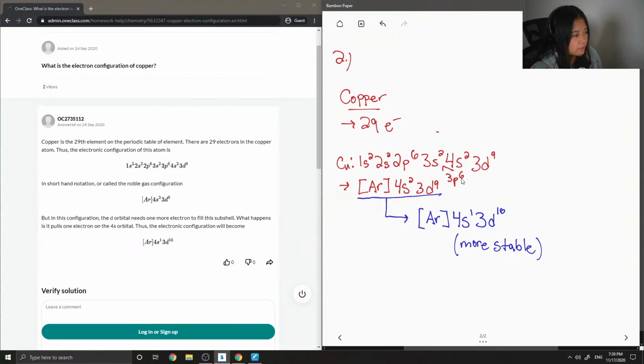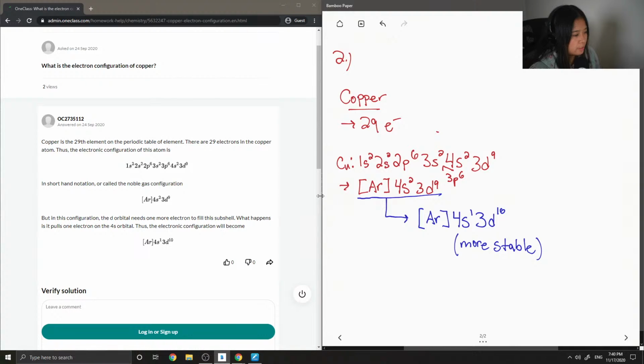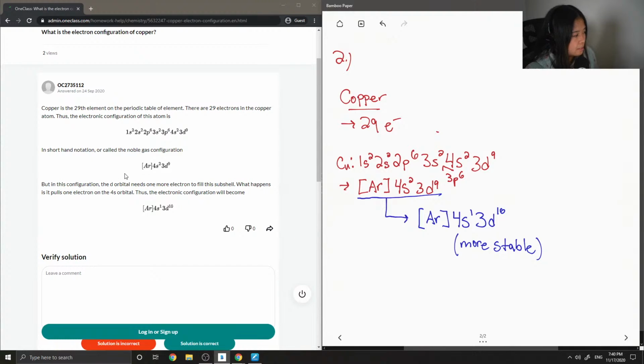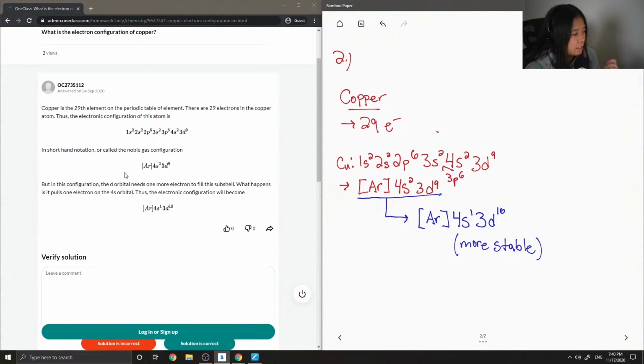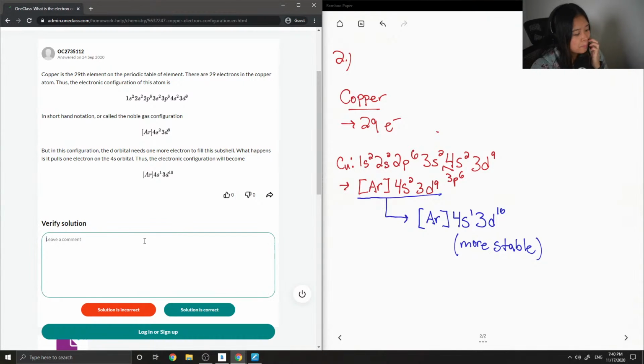In shorthand notation, or called the noble gas configuration, argon 4s2, 3d9, but in this configuration, the d orbital needs one more electron to fill this subshell. What happens is it pulls one electron from the 4s orbital, thus the electron configuration will become argon 4s1, 3d10. Yep, so this solution is correct.